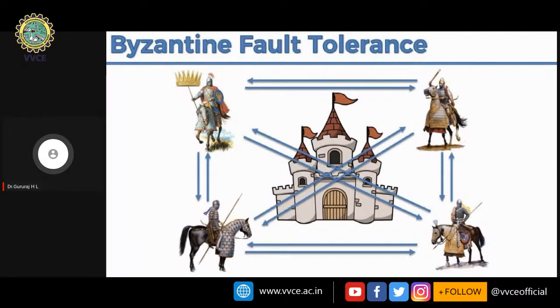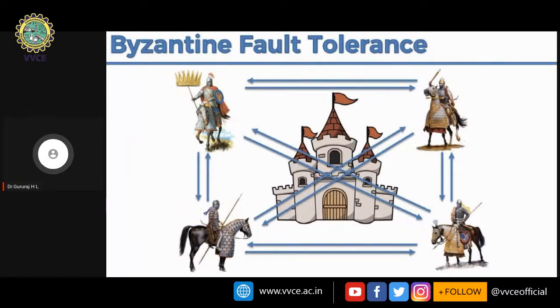I'll explain the scenario where we have 4 nodes. The first node and the others wanted to attack the emperor, who is in the middle. They'll select a leader among themselves, and they selected the first node as the leader in this example.